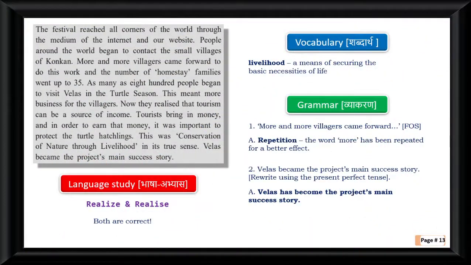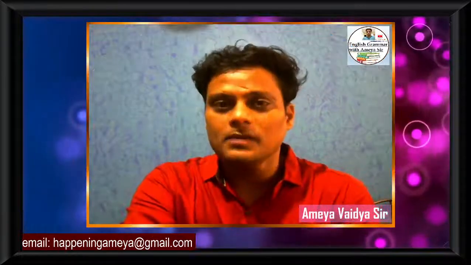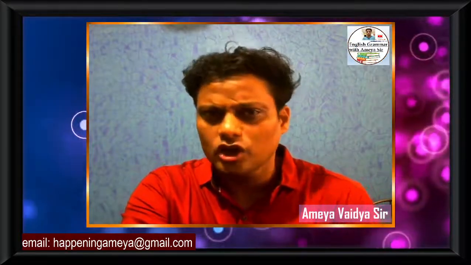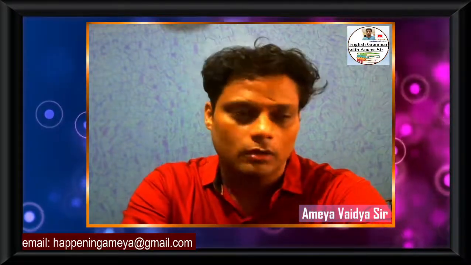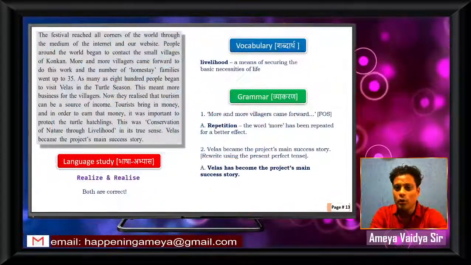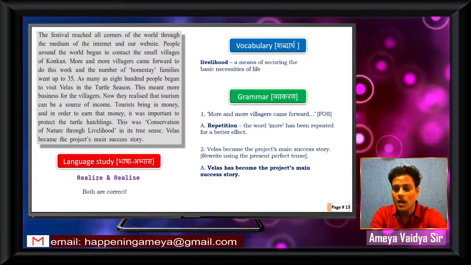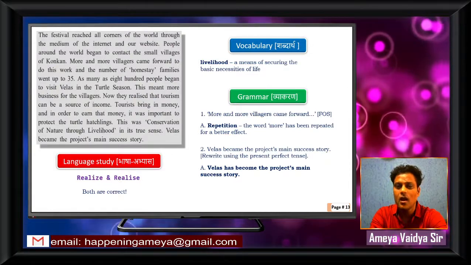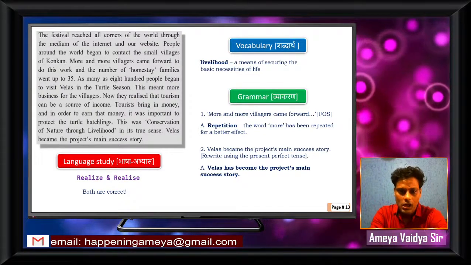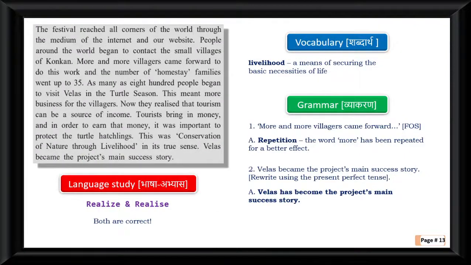There's another question. Vedas became the project's main success story. Rewrite using the present perfect tense, which means you will use has plus past participle. How do you do that? The present perfect, either have or has, depending on the singular or plural, and then you use the participle form, the V3 form, which is the past participle form. So how do you go about it? Vedas has become the project's main success story, and that makes it the present perfect tense. Jot it down, guys, and let's see, is there anything else left for us?